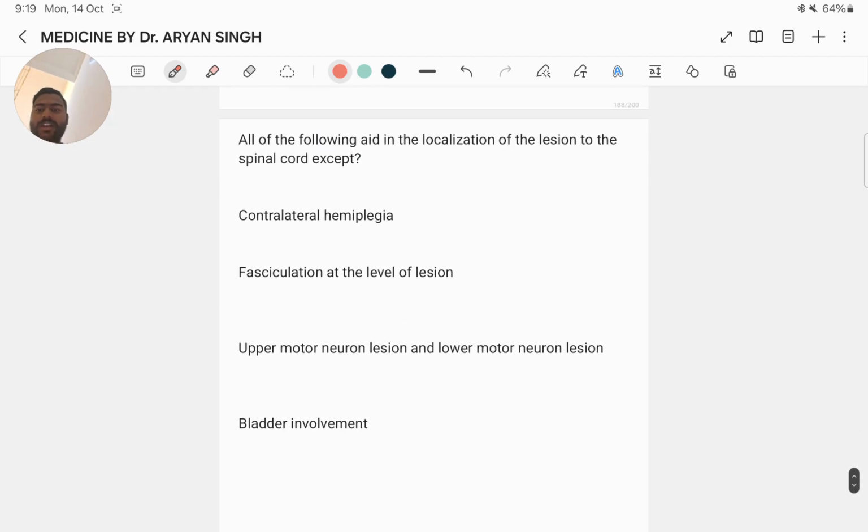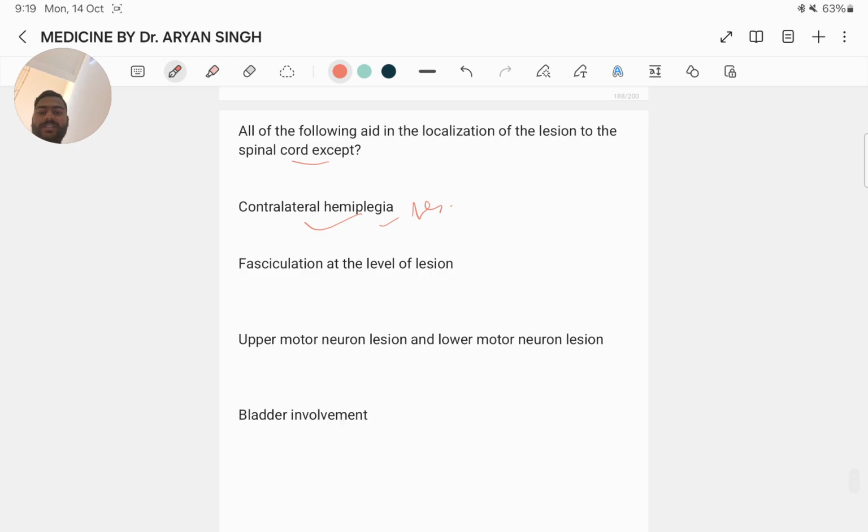And next question: all of the following aid in the localization of a lesion to the spinal cord except contralateral hemiplegia. That is the answer, because contralateral hemiplegia refers to weakness or paralysis affecting one side of the body that is opposite to the side of the lesion. However, contralateral hemiplegia is not a characteristic of a lesion within the spinal cord. It is more commonly associated with a brainstem lesion.